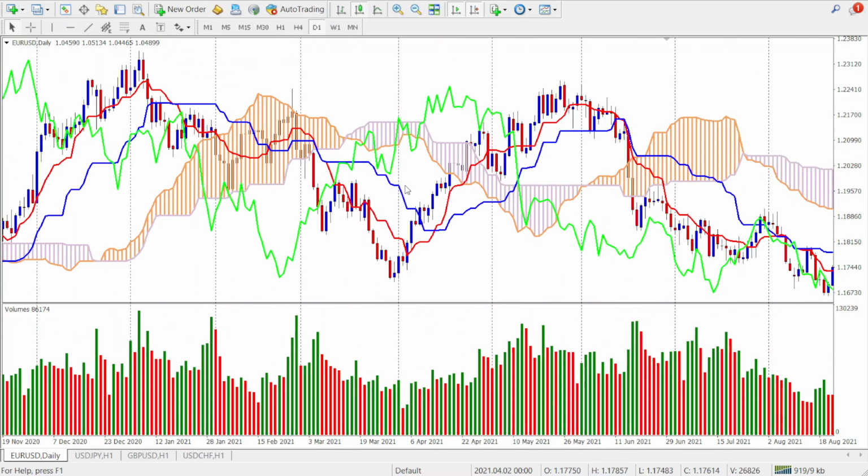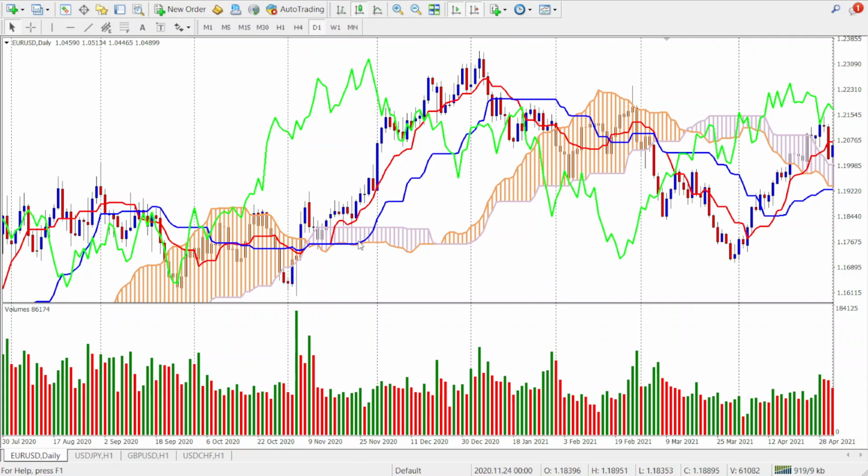Then flat Kumo. When you have a flat Kumo with no clear trend, you should stay out of the market. If the cloud is flat, it means that the market is ranging. All right, so wait for a proper breakout with momentum.